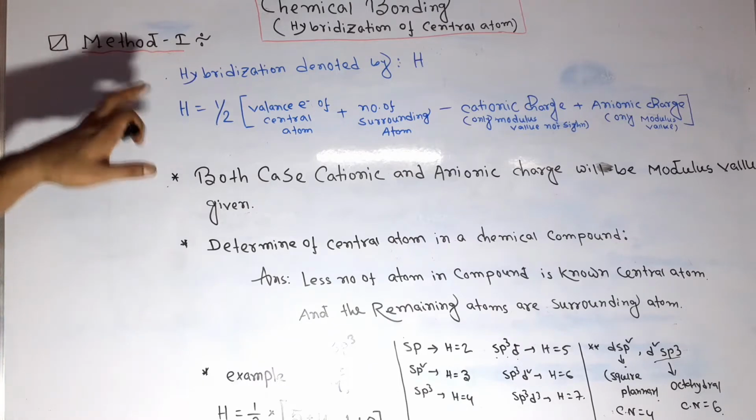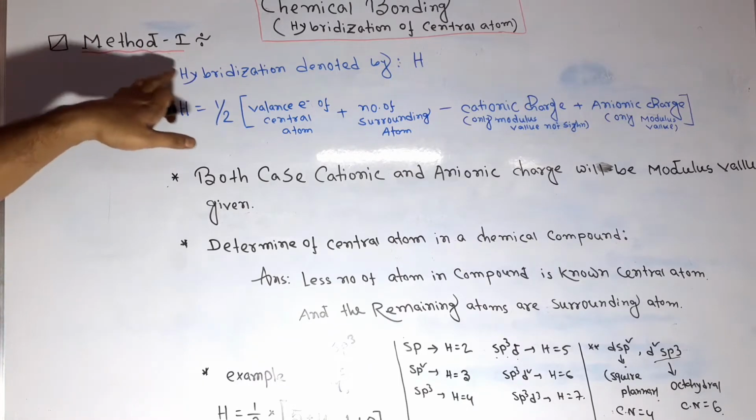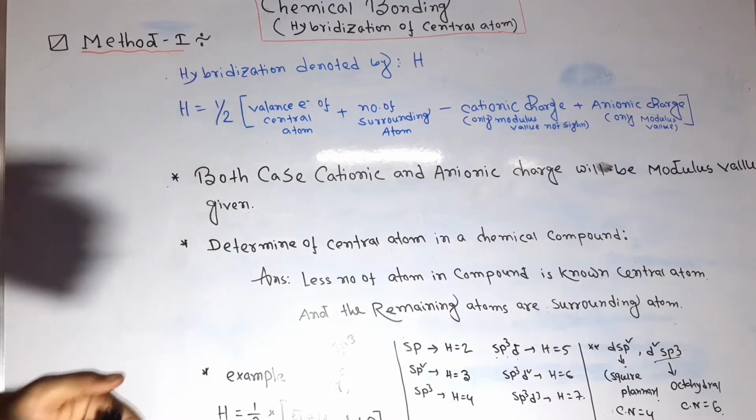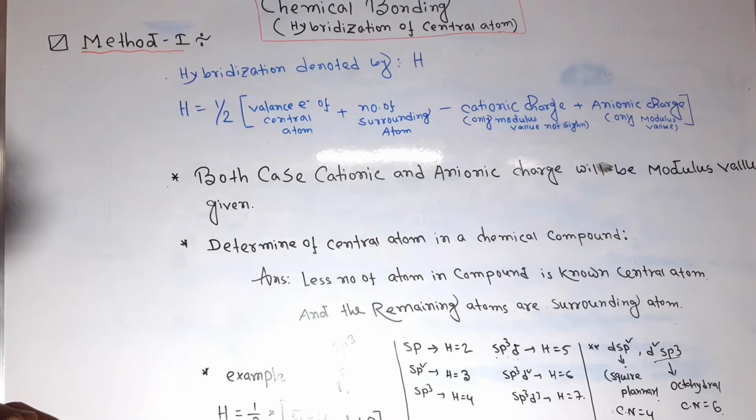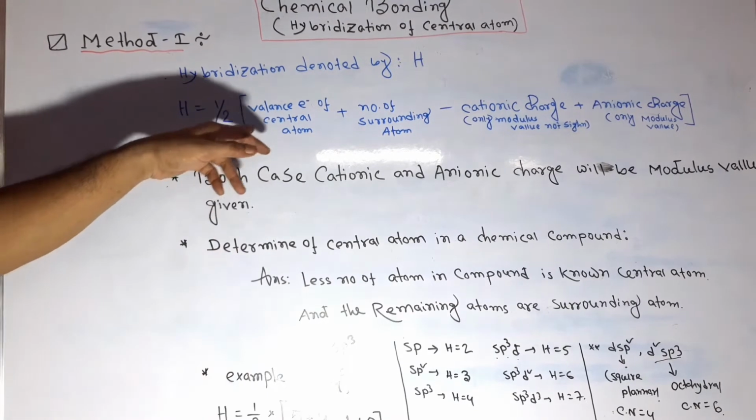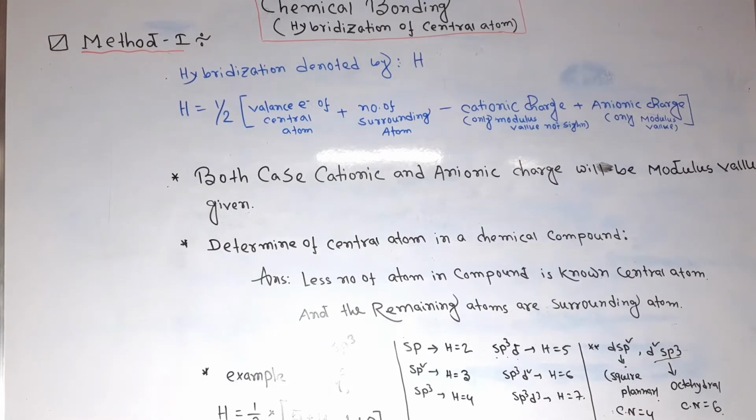First, once again I discuss method 1. First you calculate the hybridization number. The procedure is: half of the valence of the central atom plus the number of surrounding atoms minus the cationic charge plus the anionic charge. It must be kept in mind that cationic charge and anionic charge are always given as modulus values, that means positive values.